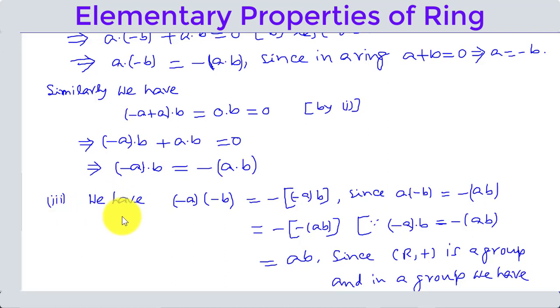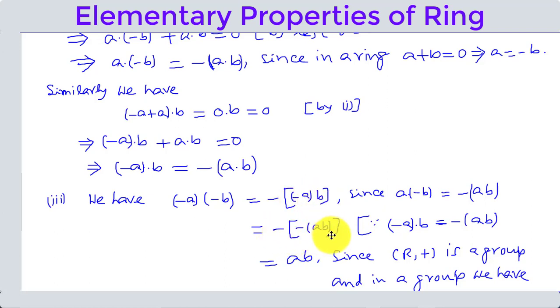3. We have (-a)·(-b) = a·b. Since a·(-b) = -(ab), this gives (-a)·(-b) = -(a·(-b))... (-a)·(-b) = -(ab), as (-a)·b = -(ab) by property 2. So (-a)·b becomes -(ab).